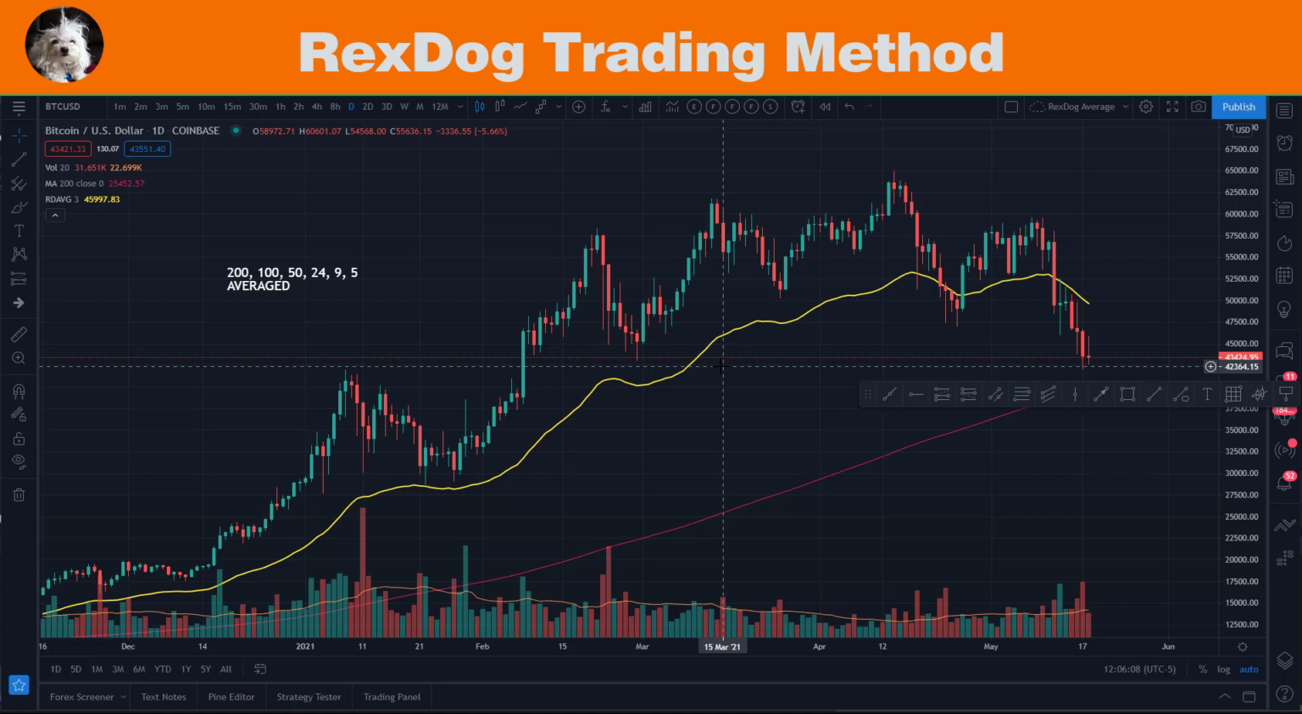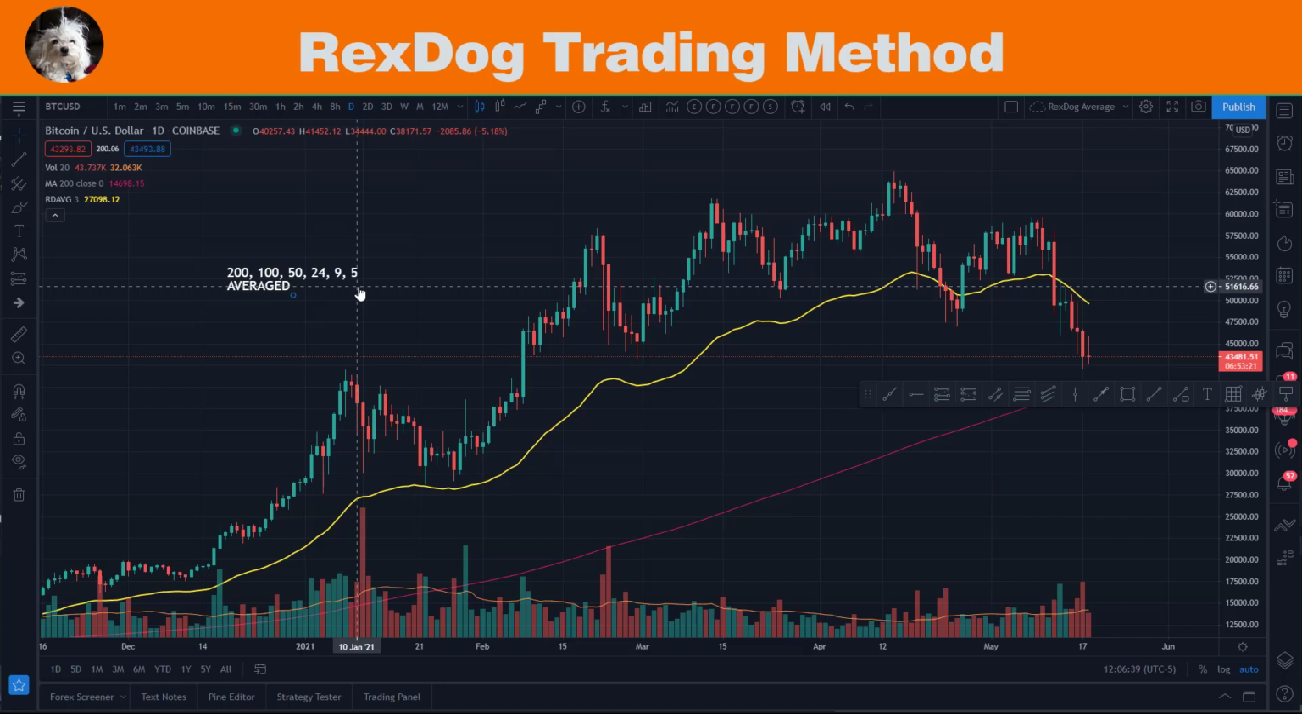So the RexDog average is simple. Rex and I searched long and far. We tried the 200. We were looking for that one benchmark. We tried many other indicators, many different derivatives, but we settled on this. The RexDog average is an average of the simple moving averages of the 200, and you see it right here on the screen: the 200, the 100, the 50, the 24, the 9, and the 5. Averaged. Simple.